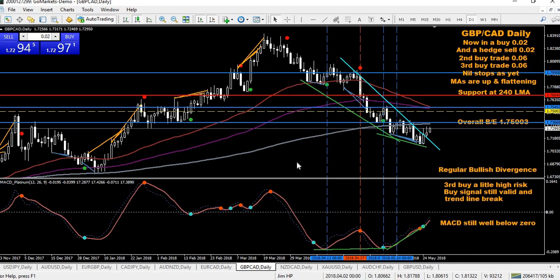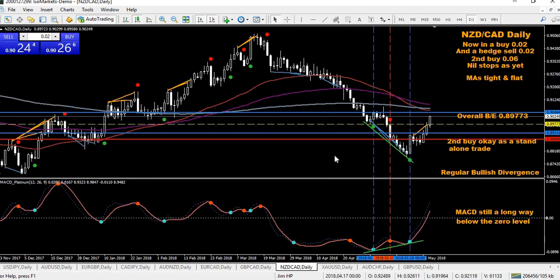I think the pound Canadian's the next one, same sort of deal. Broken this trend line. I could have looked at taking another trade. Again, it would have brought that overall break-even level down, because we've got a buy, sell, buy, and a buy here. So we're in a few trades. We've got divergence. Bit messy looking, the chart, but it's just the way I was trading recently. So looking to take it up to that yellow line now.